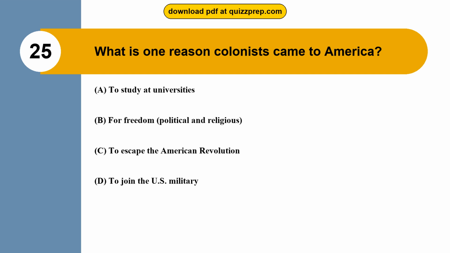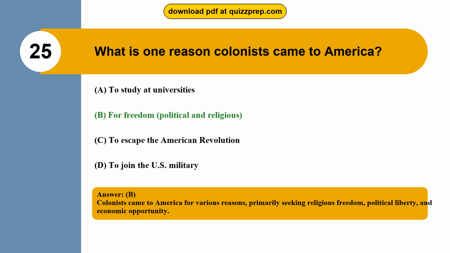Option A, to study at universities. Option B, for freedom, political and religious. Option C, to escape the American Revolution. Option D, to join the U.S. military. The correct answer is option B, for freedom, political and religious. Colonists came to America for various reasons, primarily seeking religious freedom, political liberty, and economic opportunity.